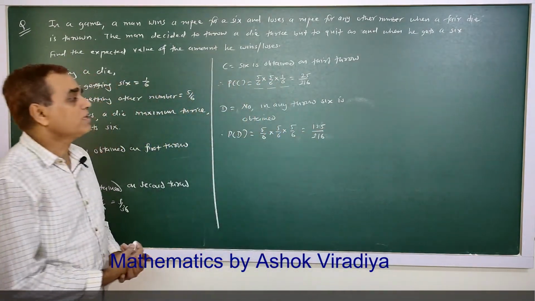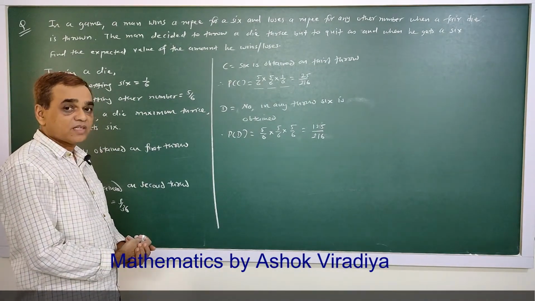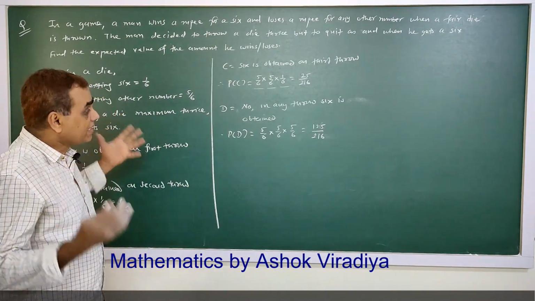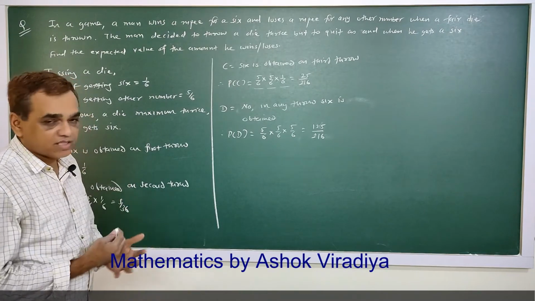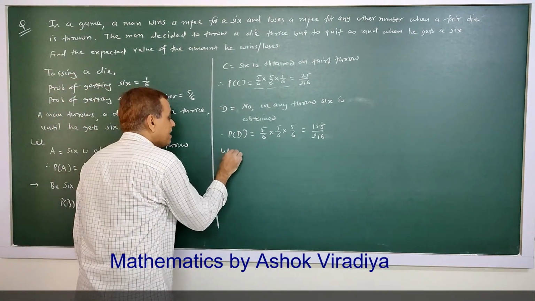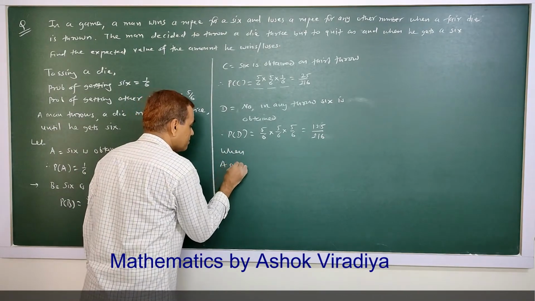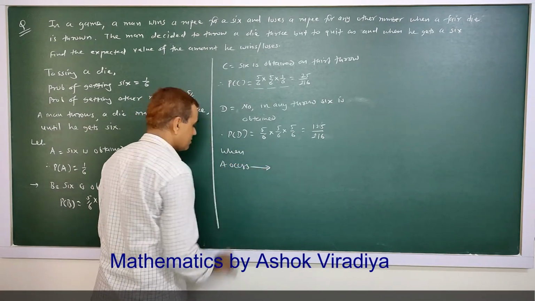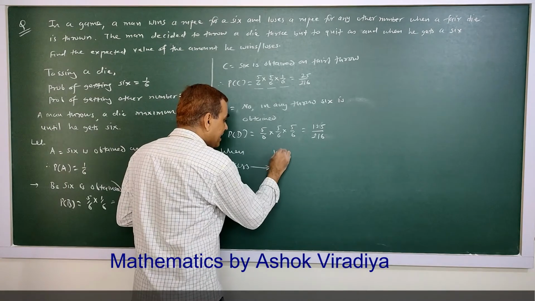125 upon 216. Now we relate these probabilities and these events with numbers. See, when event A occurs, here I am putting winning amount.